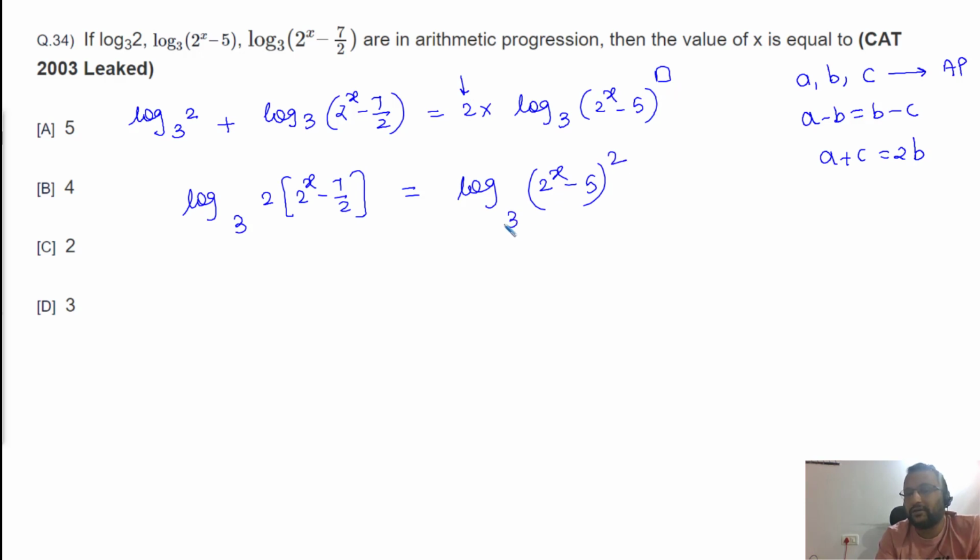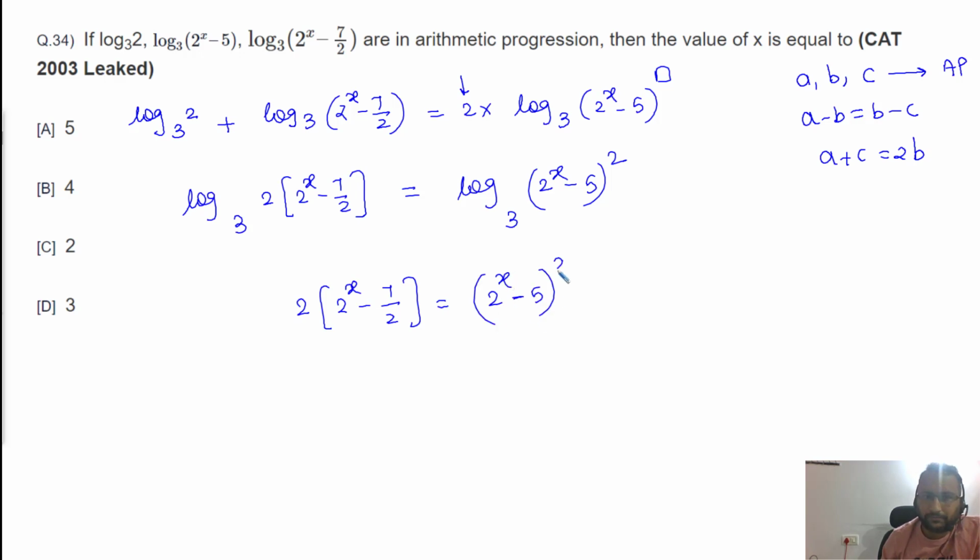So to both sides of this equation, log to the base 3 is there. So what we can do is cancel out log to the base 3 and we are left with 2 into 2 to the power x minus 7 divided by 2 is equal to 2 to the power x minus 5 bracket square. So we need to find the value of x. Over here you can put the options and then you can check. But instead of that, let's try to solve this question, everyone.